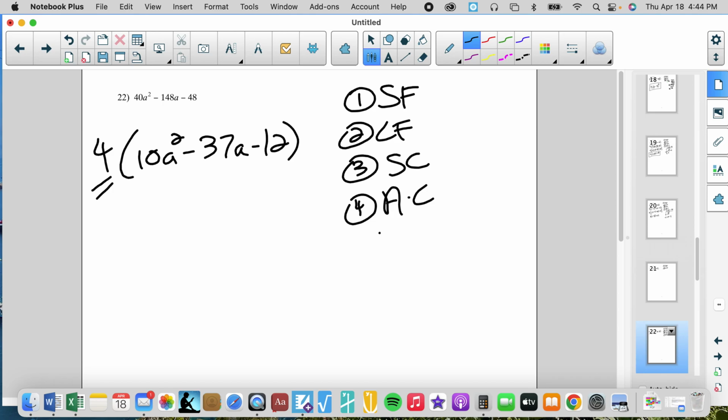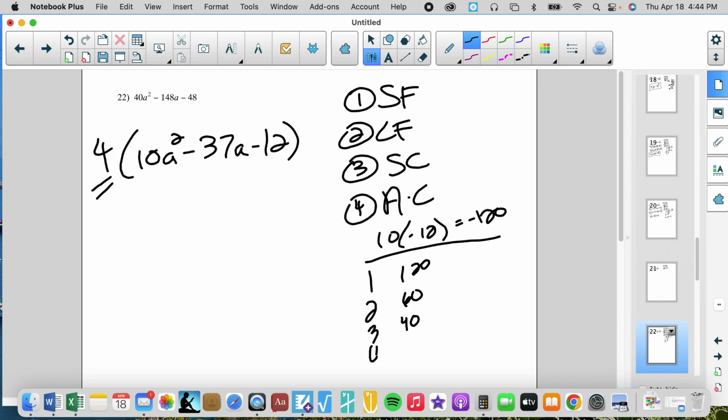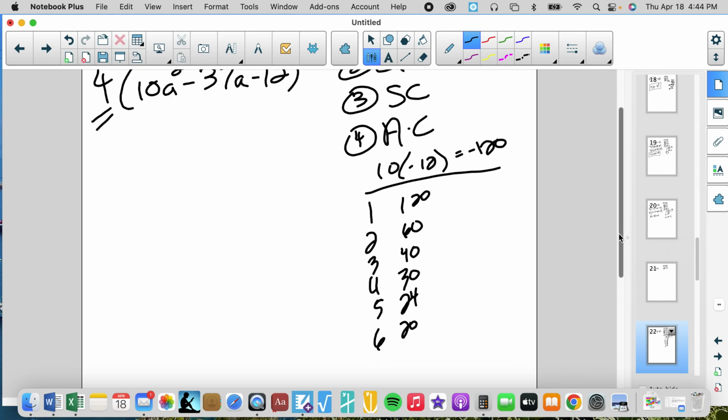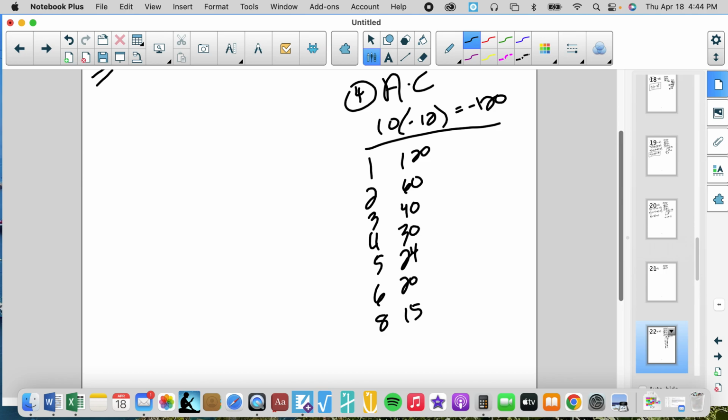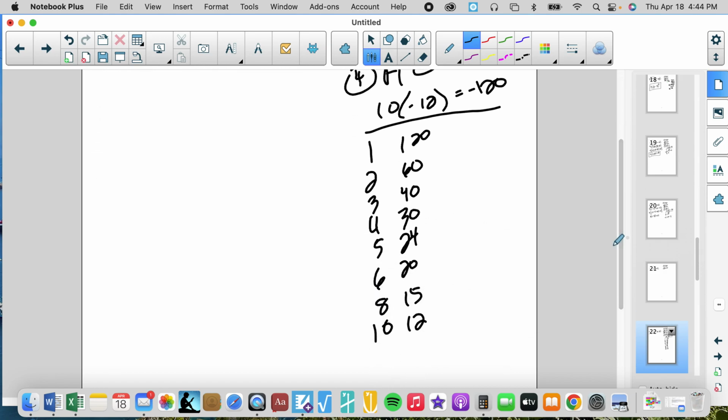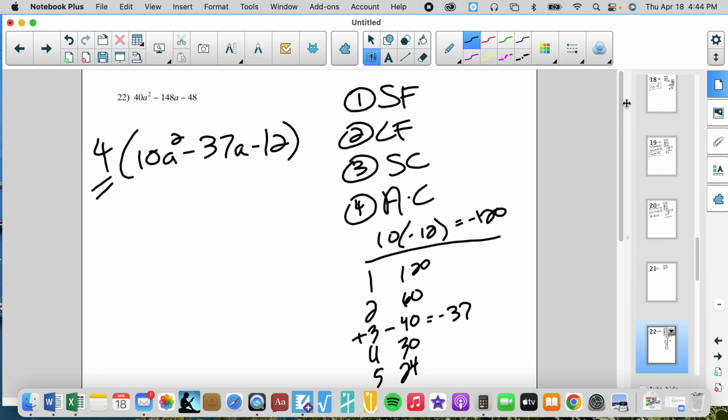A times C is 10 and negative 12, negative 120. 120: 1 and 120, 2 and 60, 3 and 40, 4 and 30, 5, yes, 5 and 24, 6, yes, and 20, 7, no, 8, yes, 8 and 15, 9, no, 10, yes, 10 and 12. Look at how fast you can do factor pairs. Signs are different, bigger's negative to make 37. So positive 3, negative 40.